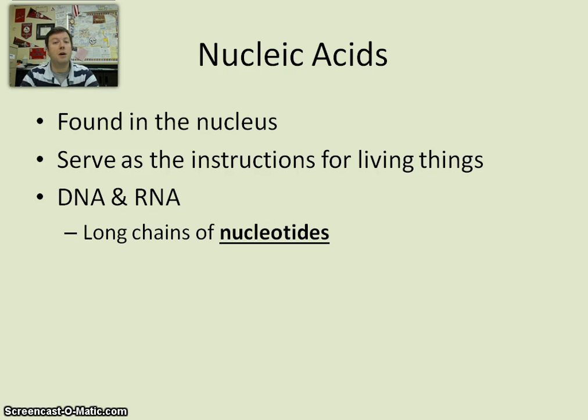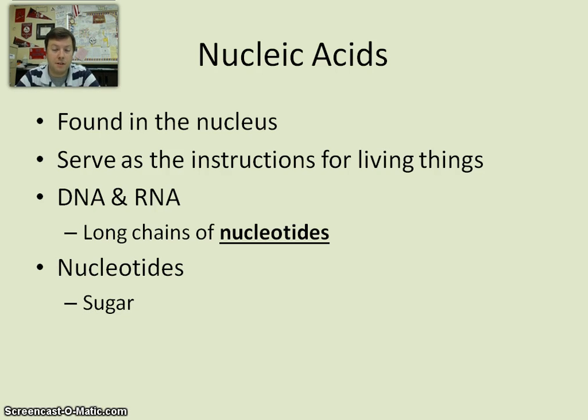So that's what we mean when we say, hey, these things are polymers. Polymers are long chains made of repeating subunits. So the monomers for that polymer, or the building blocks per se, are called nucleotides. So again, look at the word association there. Nucleic acids are made of nucleotides and are found in the nucleus.